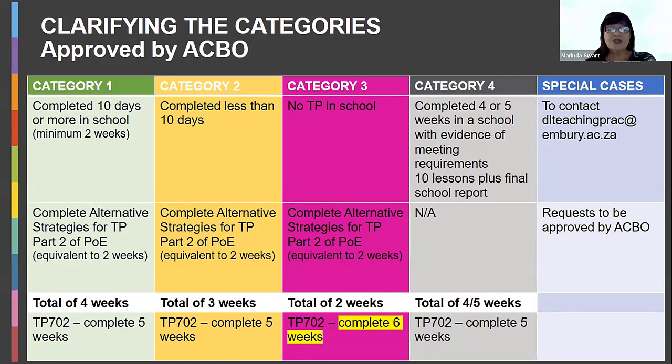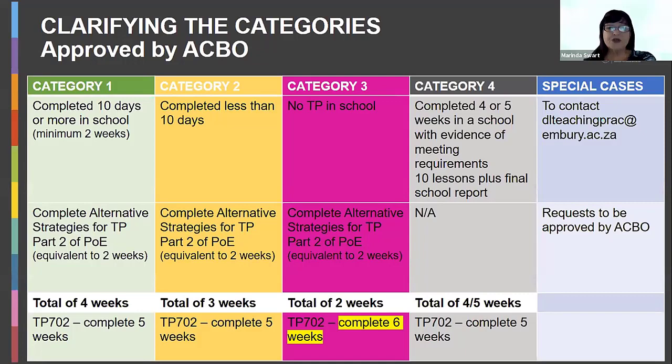So category 1 students, if you've done 10 days or more in a school and you've completed the alternative strategies equivalent to 2 weeks, then it means you have a total of 4 weeks for teaching practice 701. Then you will do your 5 weeks of teaching practice in TP702 in the second semester if you're a full-time student, or next year if you are a part-time student.